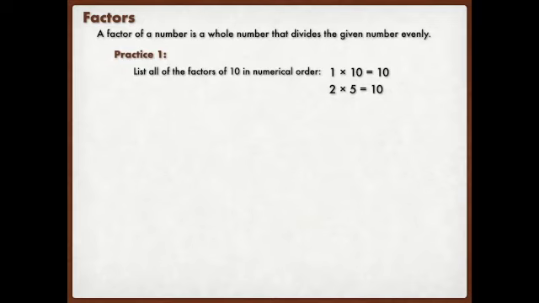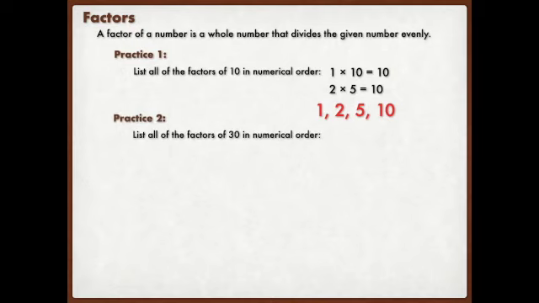So this is specifically asking us to list those factors, and we'll go least to greatest. So 1, 2, 5, and 10 will go into 10 evenly. That's our answer. Those are the factors of 10, whatever can divide or go into 10 evenly. Okay, let's try this again. Practice number 2. Find all the factors of 30 in numerical order.